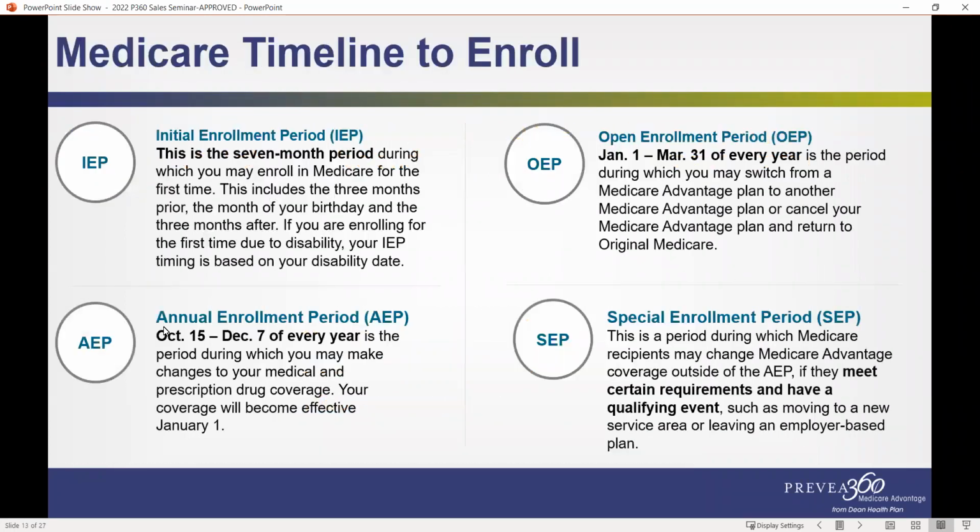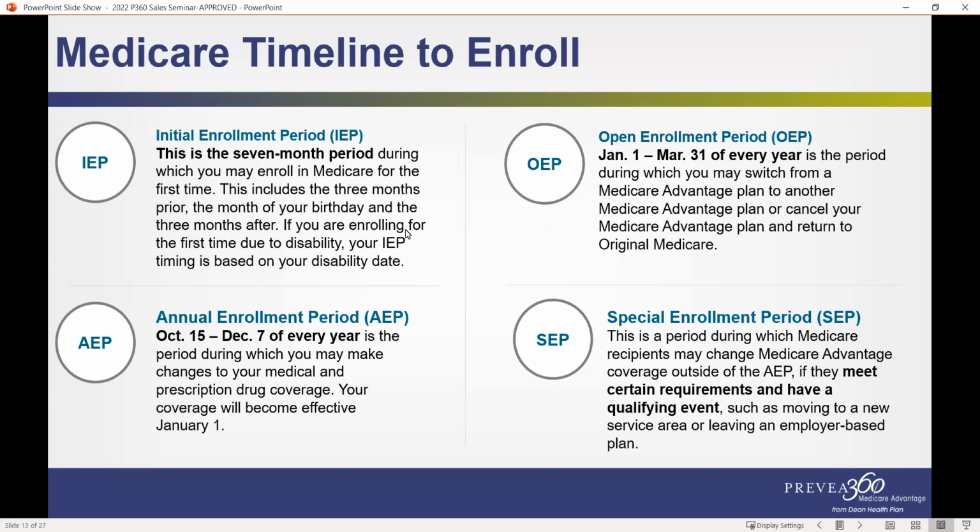So, timeline to enroll. When you are first eligible for Medicare, everyone gets a 7-month period known as their IEP, or initial enrollment period. This is during which you can enroll in Medicare for the first time. This includes the 3 months prior to the month of your 65th birthday, the month of your 65th birthday, and the 3 months after your 65th birthday.